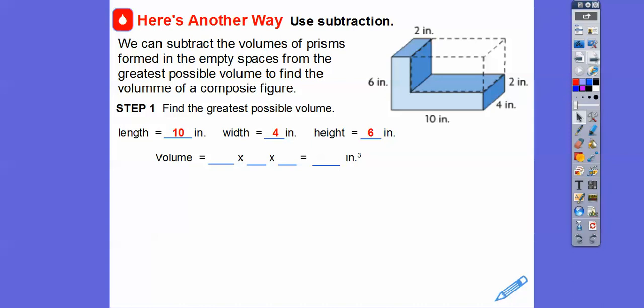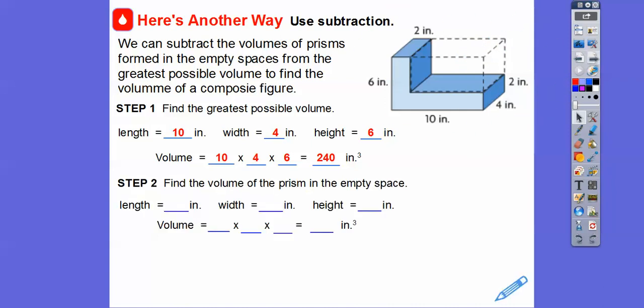So the volume of the big box that would surround that would be 10 times 4 times 6. Again, I like to save that 10 at the very last. 4 times 6 is 24. 24 times 10 is 240. Now that's the whole piece. So what we're going to do is find the volume of this little empty space right here and subtract it out. It's called the surround and subtract method, at least that's what I was always told. So let's find the volume of the empty space right there.